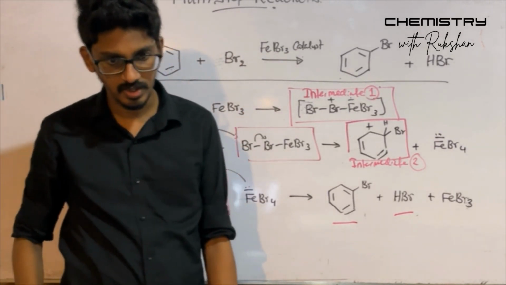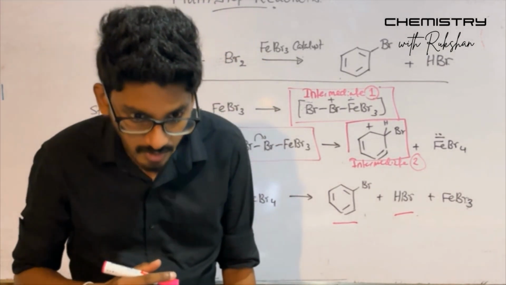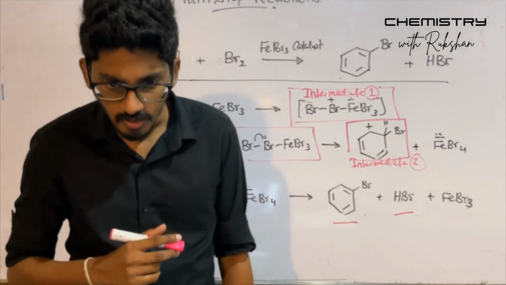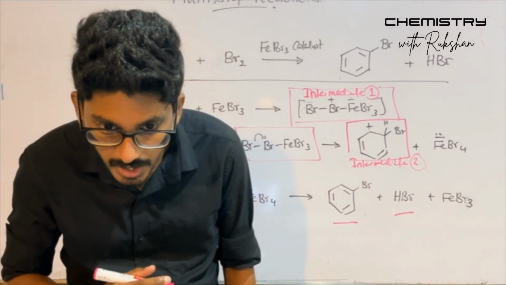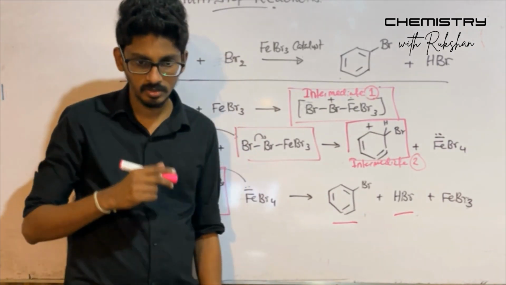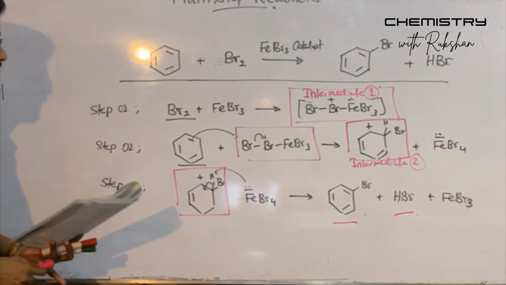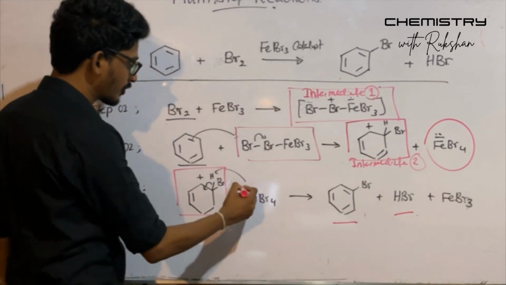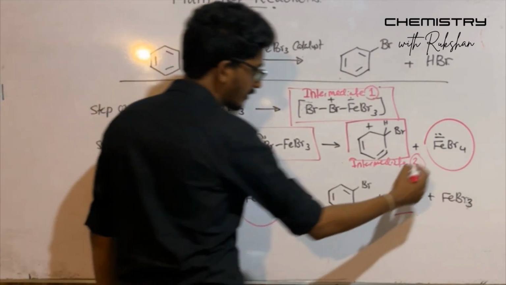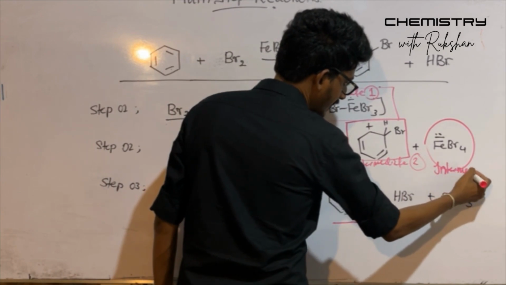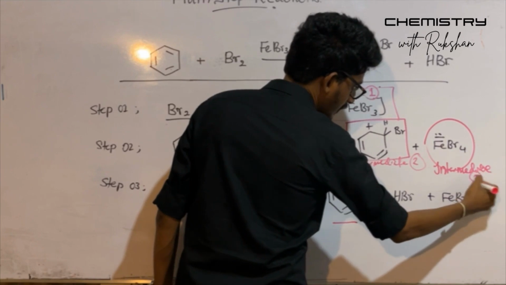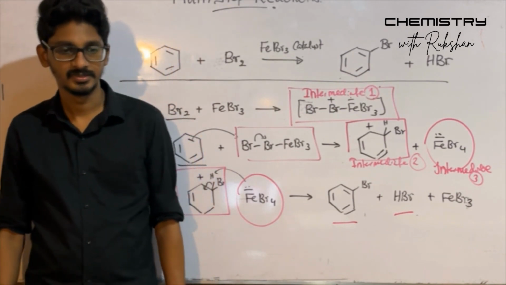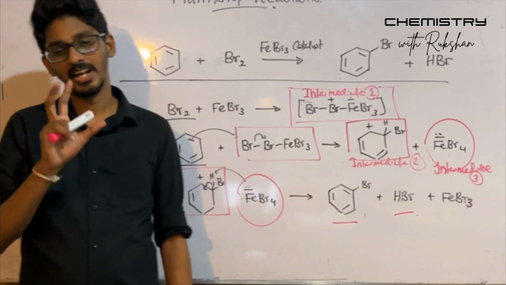So we have a question there. Why is the FeBr4 not an intermediate? Oh yeah, sorry for that. This is also an intermediate. Yes, of course. Sorry. You have three intermediates here. Yes, of course, we are here with three intermediates in this case.